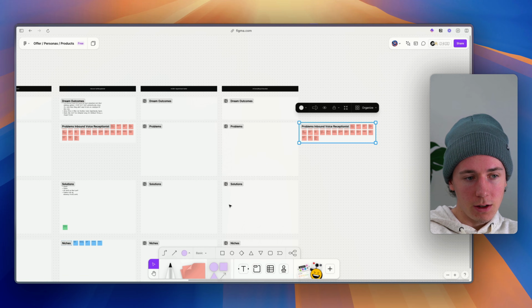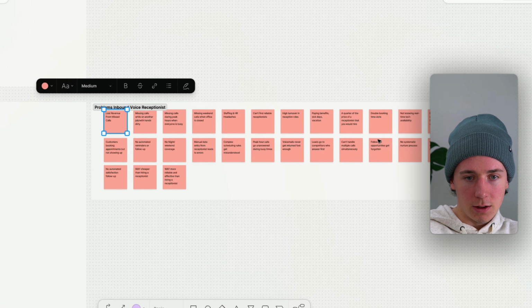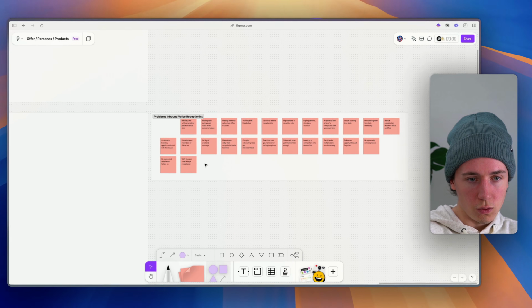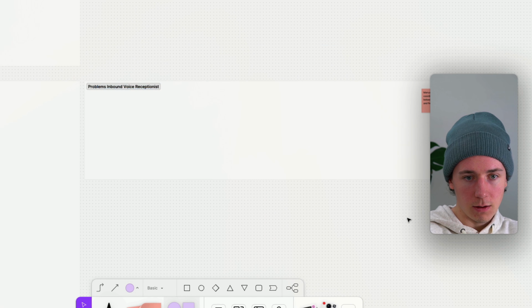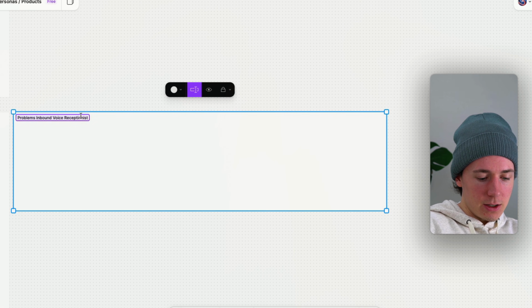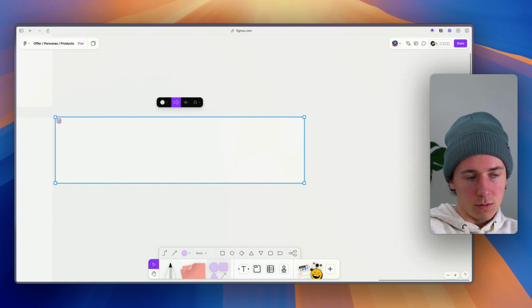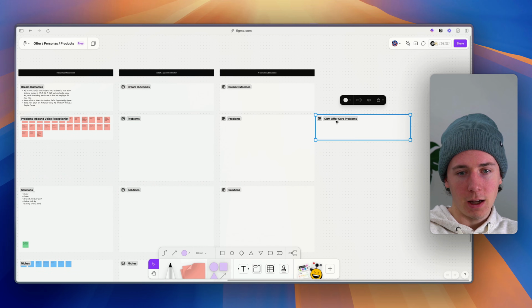Okay, this is not good. Wait. All right, well, let's see if I can, there we go. So this is going to be CRM offer core problems. We kind of mixed this in already, but that's all right.